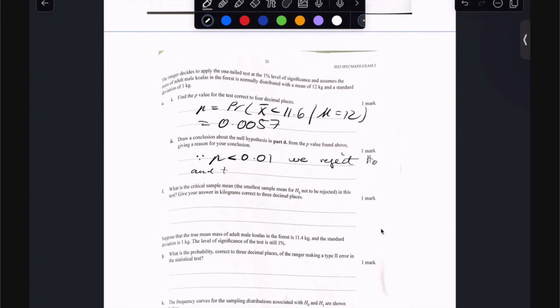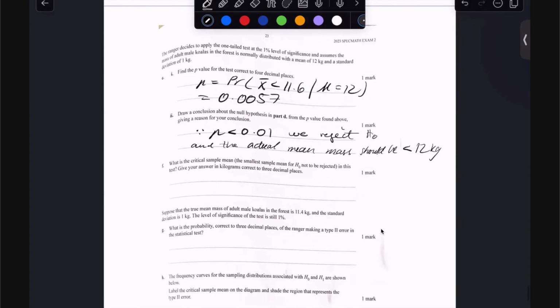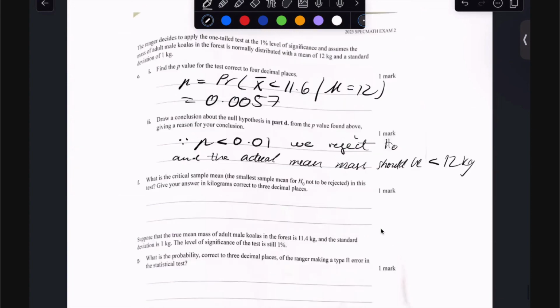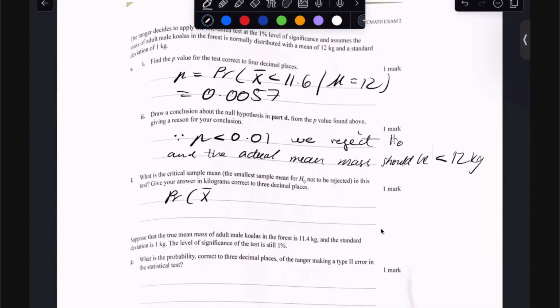And the actual mean mass should be lower or less than 12 kilograms or something like that. What is the critical sample mean, the smallest sample mean for H0 not to be rejected in this test? Give your answer in kilograms correct to 3 decimal places. So here you're just saying probability that x bar is less than your critical, given that the mean is equal to 12, is equal to 0.01.